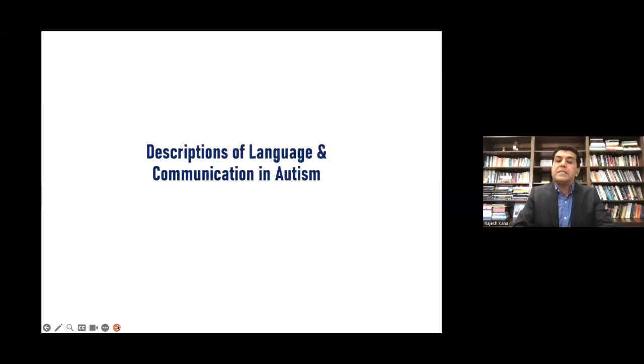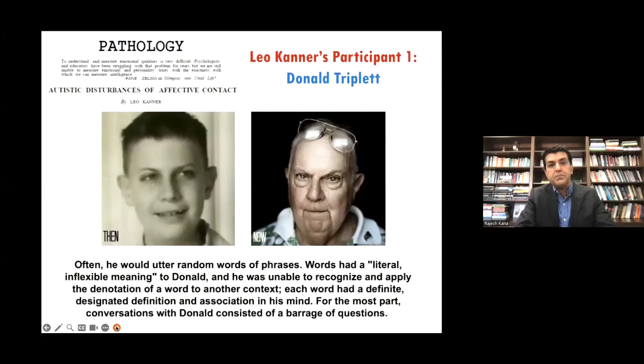So to start with, descriptions of language and communication in autism. What is the current landscape of language and communication in autism? So this is a busy slide. On top, in the top left, you can see a paper titled Autistic Disturbances of Affective Contact. This is the first scientific paper published in the field of autism, published in 1943 by Leo Kanner, who was a psychiatrist at Johns Hopkins University.